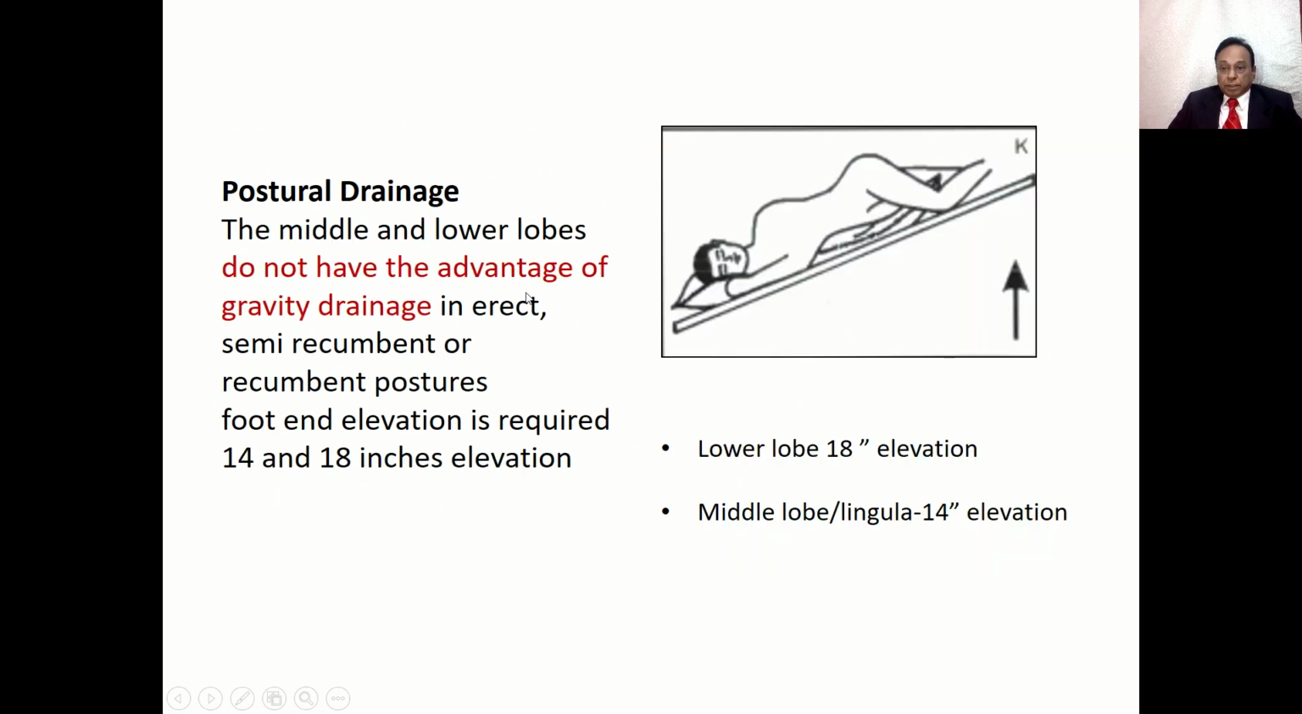Coming to the postural drainage, I am a very strong, staunch follower of this postural technique. Actually, the middle and the lower lobe, for example on the right side, there are 3 lobes: upper lobe, middle lobe, lower lobe. The middle and the lower lobe do not have the advantage of gravity drainage. These lobes drain from down to up, something like an escalator. The mucociliary escalator takes the sputum from the lower lobes and it goes to the throat.